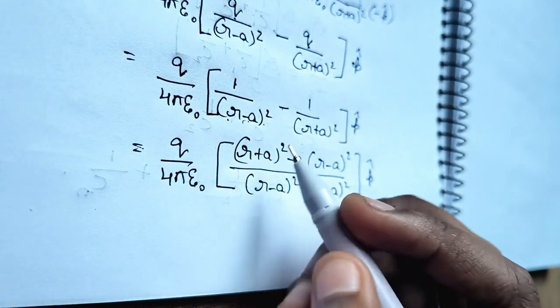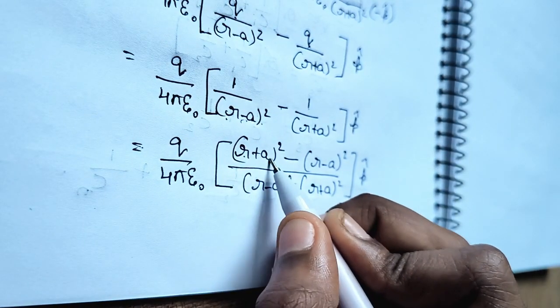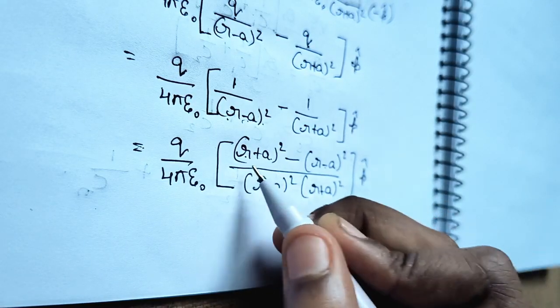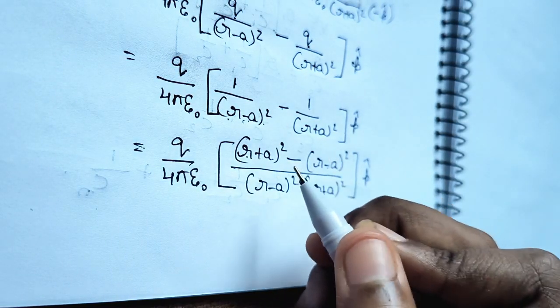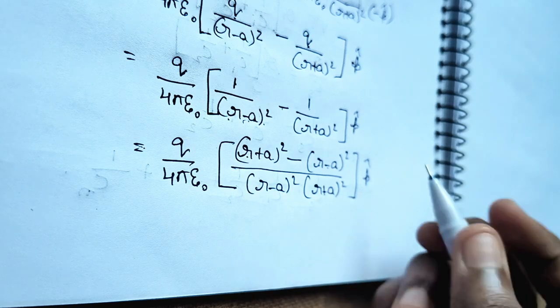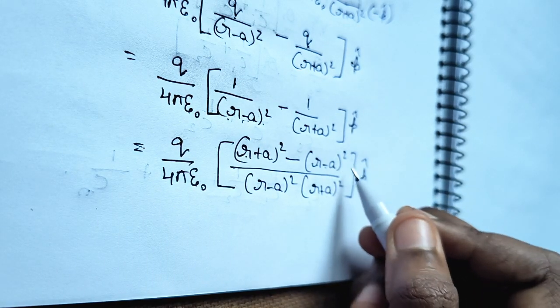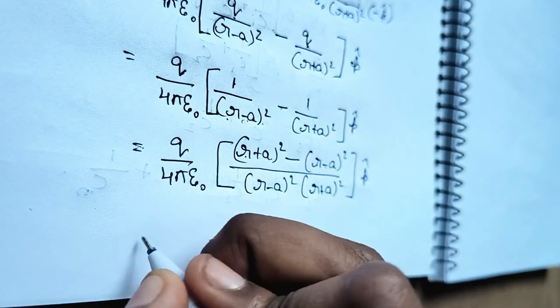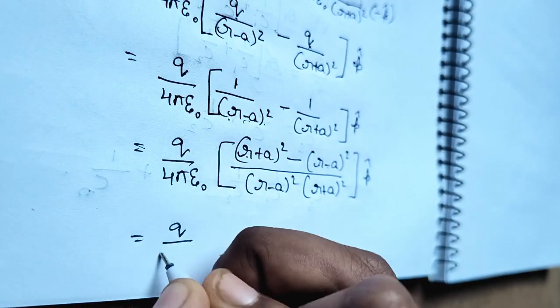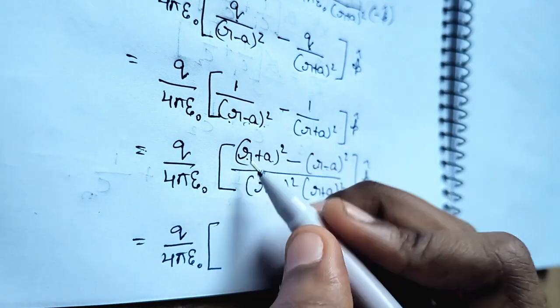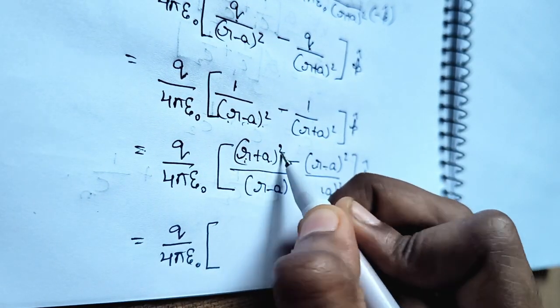Now we can observe that it is in the form of (a plus b) whole square and (a minus b) whole square. So we know that (a plus b) whole square is equal to a square plus b square plus 2ab. (a minus b) whole square is a square plus b square minus 2ab. So we can apply the formula here, q divided by 4 pi epsilon naught into (a plus b) whole square.